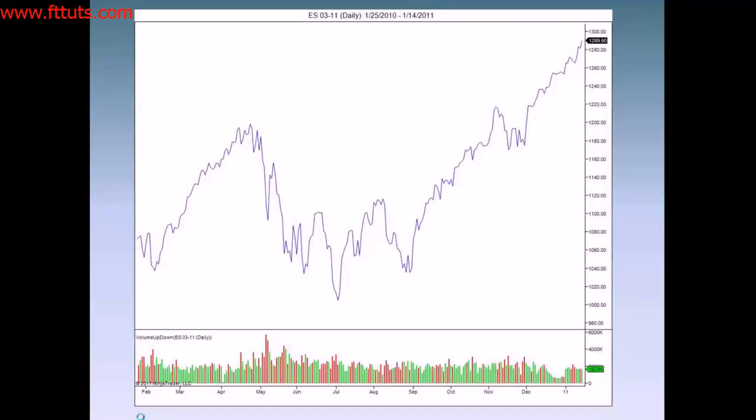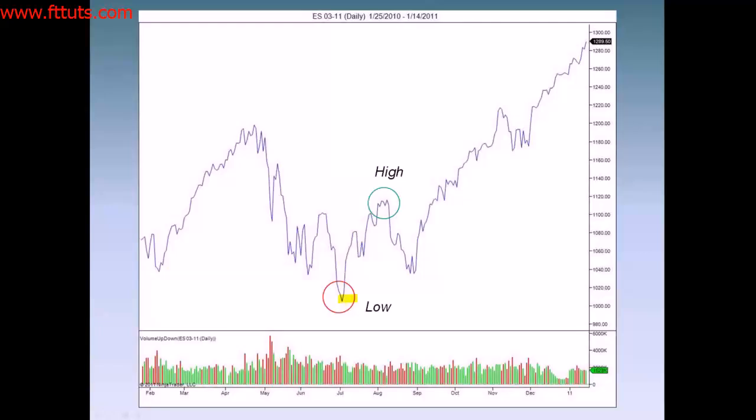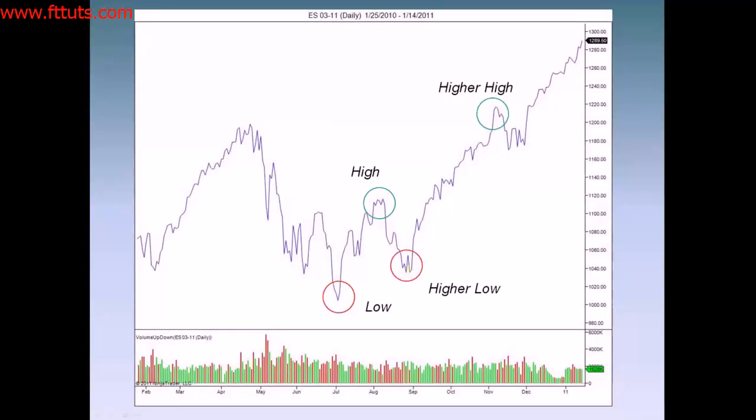In this case, take a look here. We have a low and we have a high. Now, we have a higher low, so we started out with this low. Now we have a higher low, and we also have a high here and a higher high here. And the point that I'm getting at is, look at how easy it is to spot a trend. Naturally, this is an uptrend because we've got higher highs and higher lows. Right. See, the uptrend becomes very obvious.